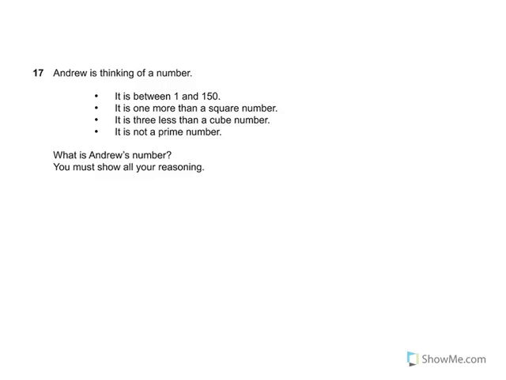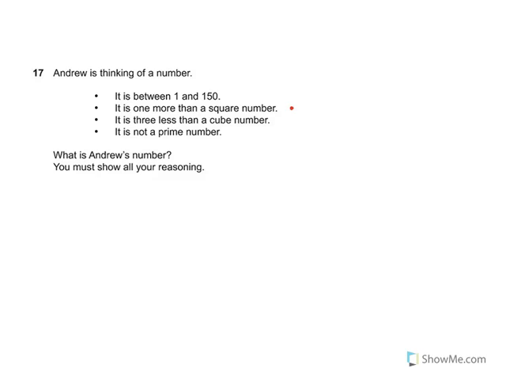17. Andrew is thinking of a number. It is between 1 and 150. That's quite a lot of numbers to work with, so probably not the best one to start with. It is 1 more than a square number. Okay, that's pretty reasonable. It is 3 less than a cube number, and it is not a prime number.